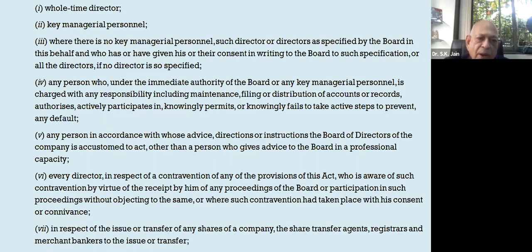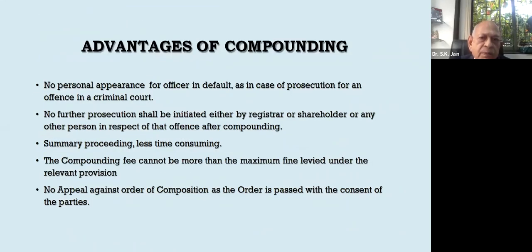Then 5, any person in accordance with whose advice, direction, or instruction the board of directors of the company is accustomed to act, other than a person who gives his advice to the board in a professional capacity. So if the board is accustomed to act on the direction or guidance of any person, then that person will also be responsible. So kindly see the definition of officer in default very closely.